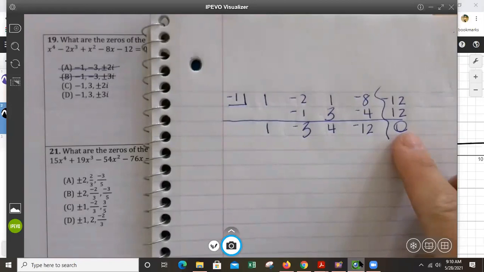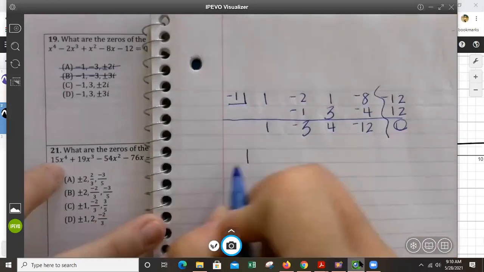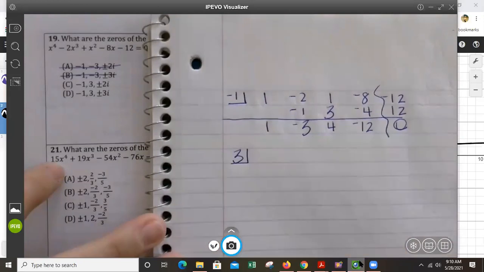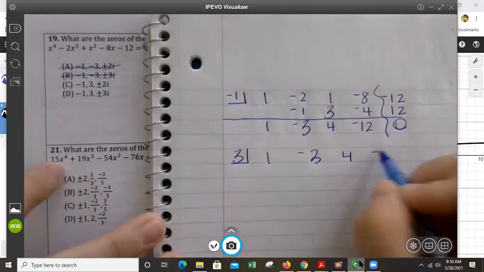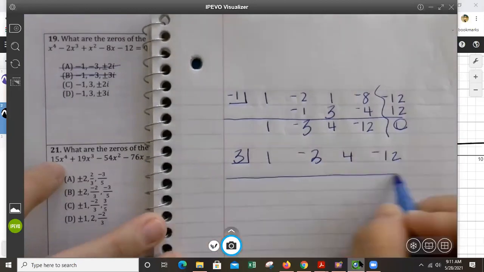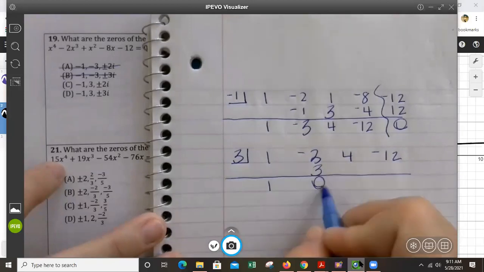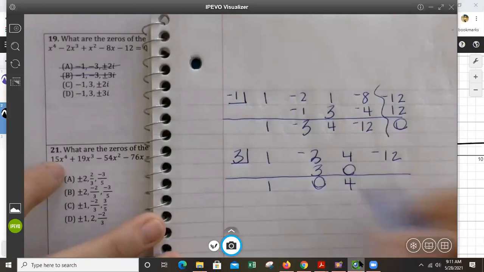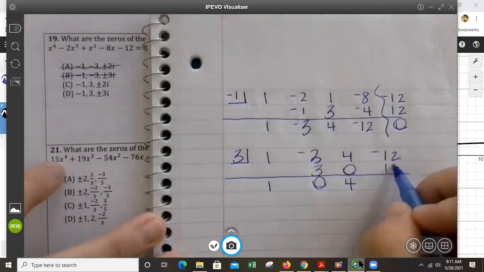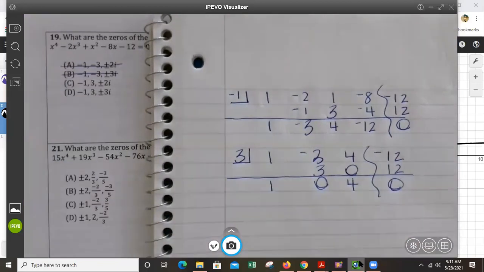Everybody understand that? So then I'm going to take these numbers, because I know that I also have an answer of 3, and just bring them down and do that with 3. So bring down your 1 times 3 is 3, which gives you a 0. That's fine. Times 3 is 0. Add it to 4. I get 4 times 3 is 12. It said it was a 0, so that's exactly what I should get.